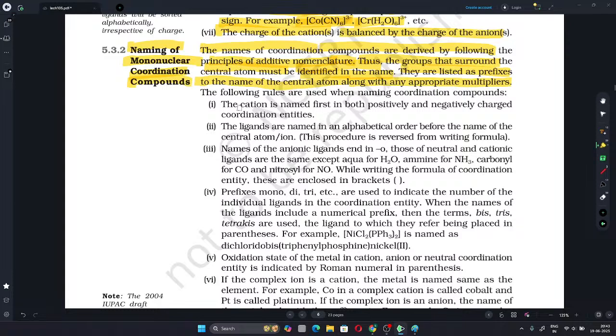Let's read again. The names of the coordination compounds are derived by the following principles of additive nomenclature. Thus, the groups that surround the central atom must be identified in the name. They are listed as prefixes to the name of the central atom along with any appropriate multipliers indicating the number of the ligands.